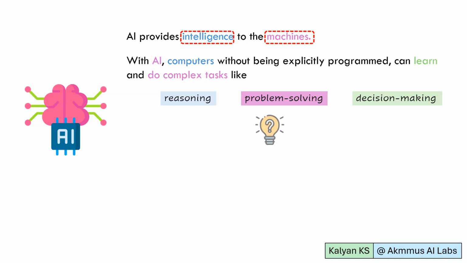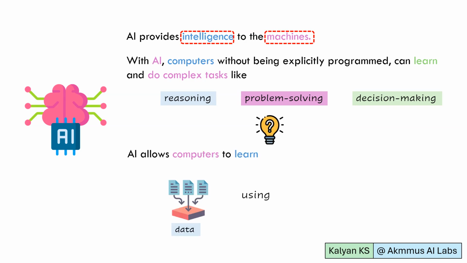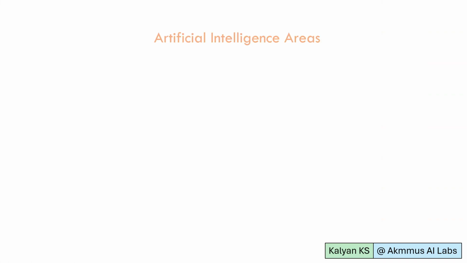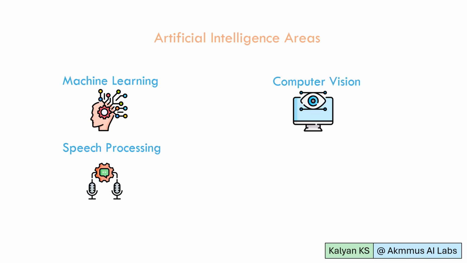Now, let us understand how AI allows computers to learn. AI allows computers to learn from large volumes of data using complex algorithms called neural networks, and then use this intelligence, i.e., the knowledge gained from the large volumes of data, to do complex tasks. The neural networks are developed based on the working of the human brain. Now let us see the different areas of artificial intelligence like machine learning, computer vision, speech processing, and natural language processing.